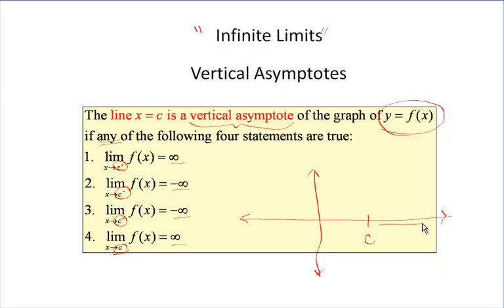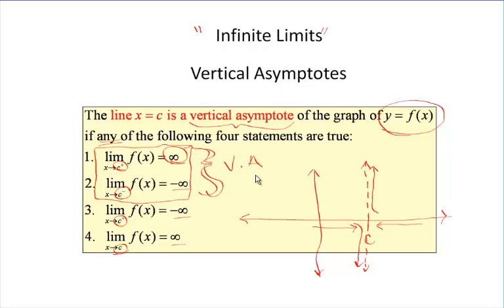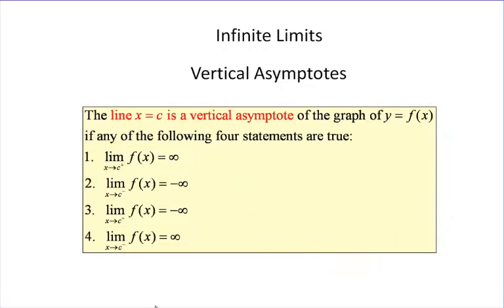As we approach c from the right, number 1 says our outputs are headed to positive infinity. If we approach c from the left, number 2 says our outputs are approaching negative infinity. That is the definition of a vertical asymptote. Now, not every vertical asymptote has to have just this going on. We have all kinds of behavior on functions as they travel along vertical asymptotes.